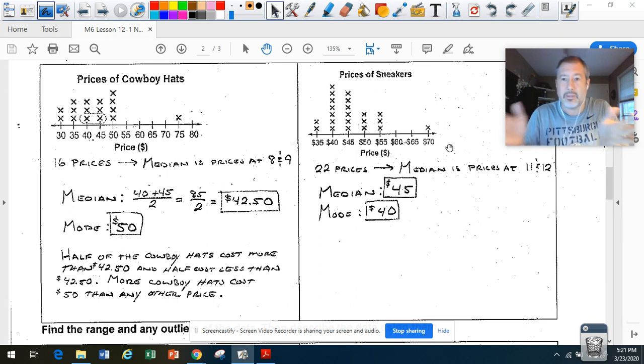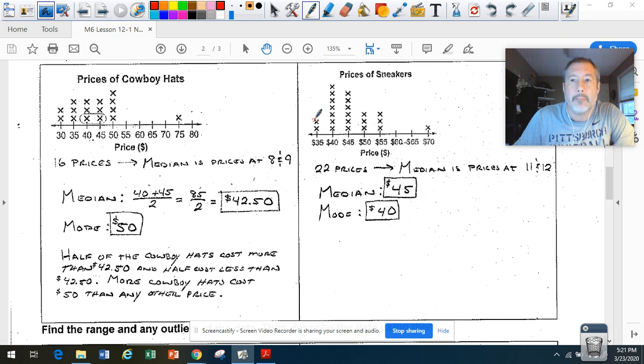But I got to go in between that because it's even. That's going to be 11 and 12. So if I want to, I can go through and just count my 11th and 12th one. So 1, 2, 3, 4, 5, 6, 7, 8, 9, 10, 11, 12. So my 11 and 12 here are at $45. So 45 plus 45 is your 90 divided by 2 is still your $45 there.